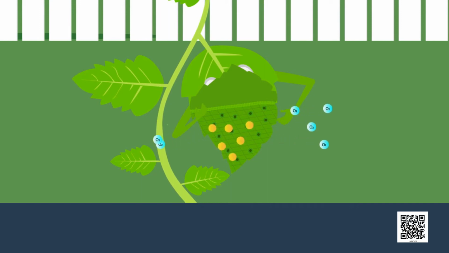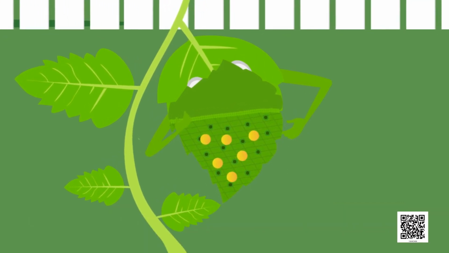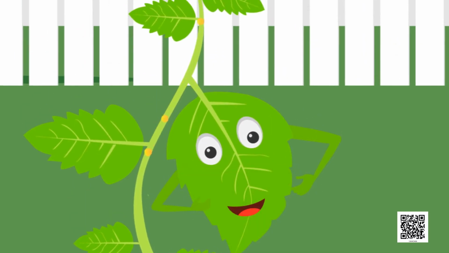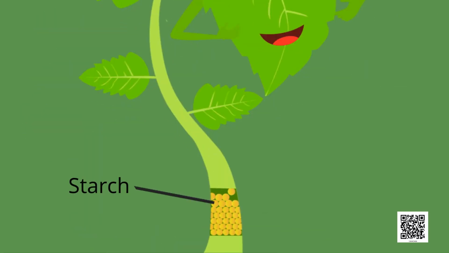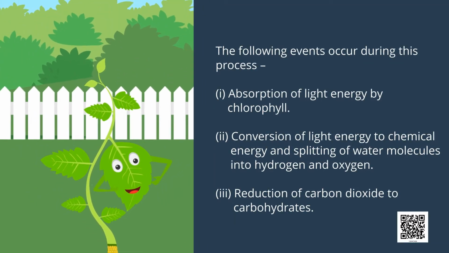The prepared food in the form of glucose provides nutrition to the plants and helps in growth of the plant. The remaining food is stored in the form of starch for later use. The following events occur during this process: absorption of light energy by chlorophyll, conversion of light energy to chemical energy and splitting of water molecules into hydrogen and oxygen, reduction of carbon dioxide to carbohydrates.